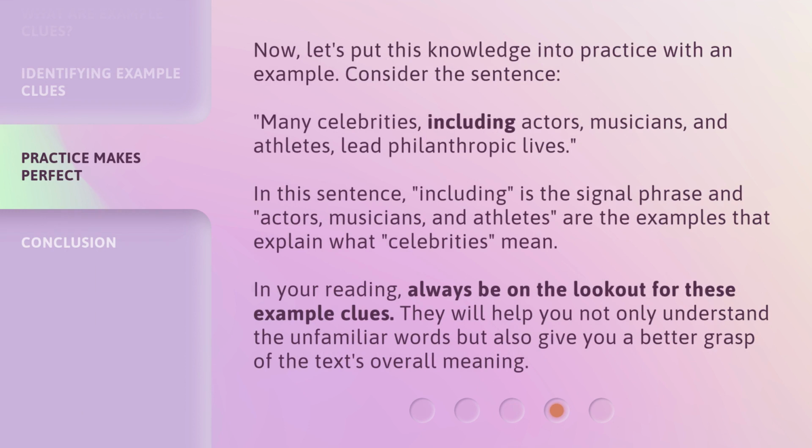Now, let's put this knowledge into practice with an example. Consider the sentence: Many celebrities, including actors, musicians, and athletes, led philanthropic lives. In this sentence, including is the signal phrase and actors, musicians, and athletes are the examples that explain what celebrities mean. In your reading, always be on the lookout for these example clues. They will help you not only understand the unfamiliar words but also give you a better grasp of the text's overall meaning.